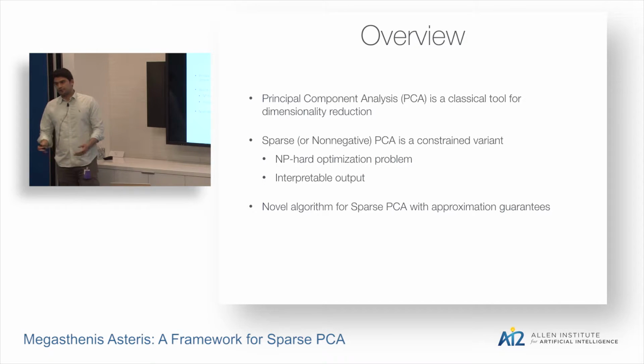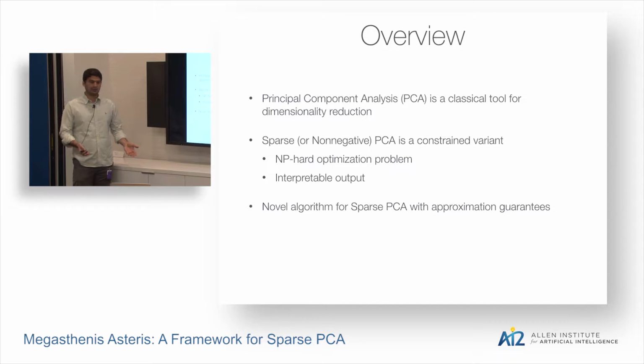Okay, so first, a brief overview of PCA. PCA, principal component analysis, is a classical dimensionality reduction tool. It's used as a preprocessing step for many machine learning tasks like classification or prediction when we are trying to build a simpler model.